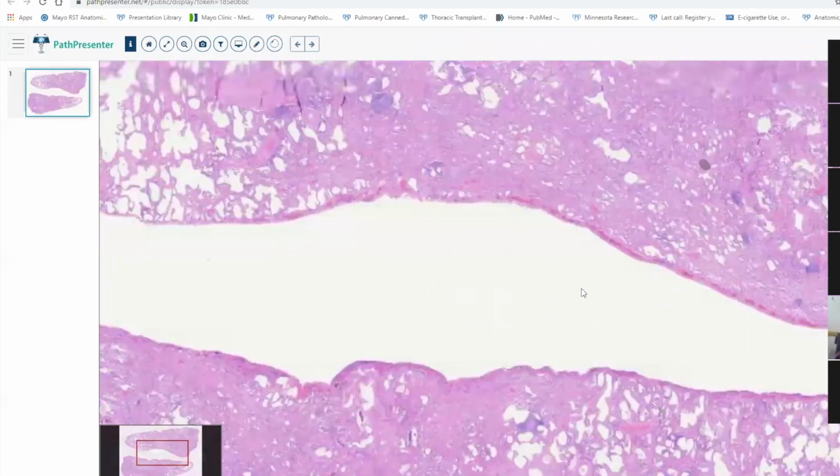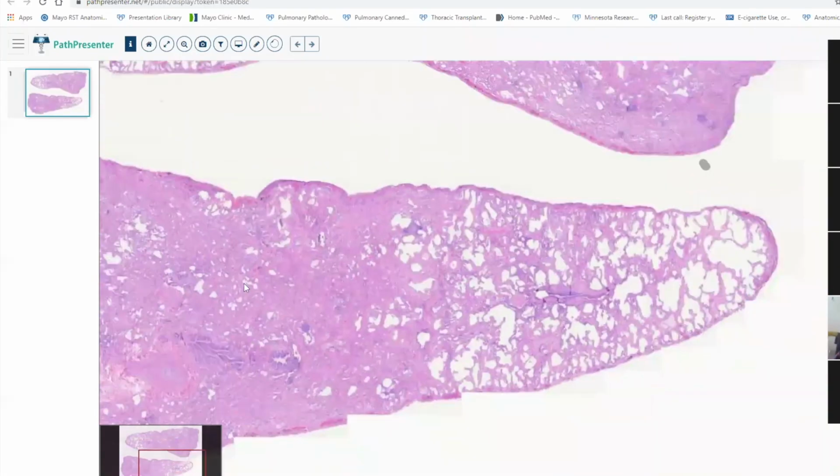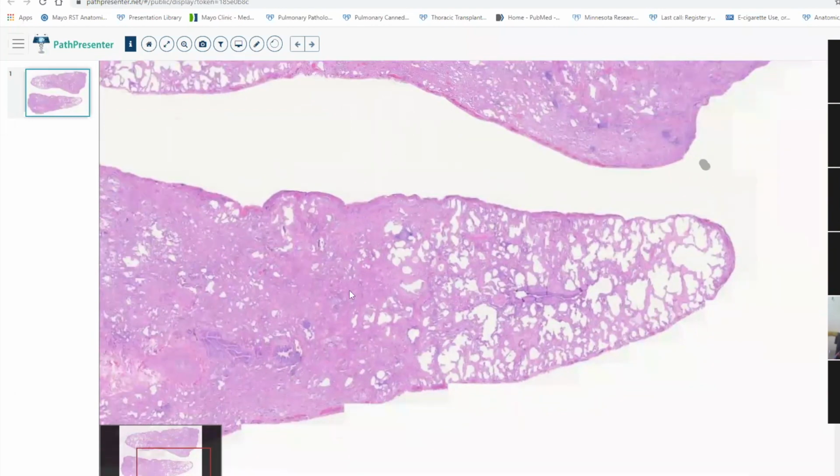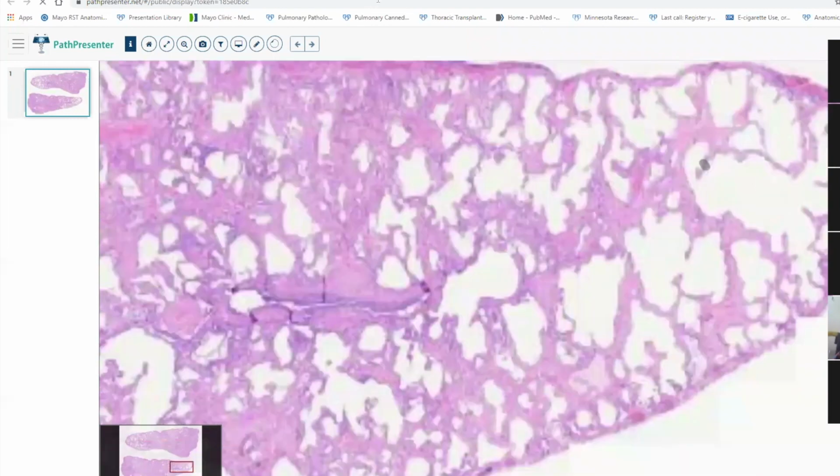Perfect. Okay, so we have a relatively uniform process. Some areas look a little bit busier than others, but that could just be a little bit of atelectasis. So when you process the specimens, they can sometimes collapse a little bit. And you can help that by making sure they don't dry out.